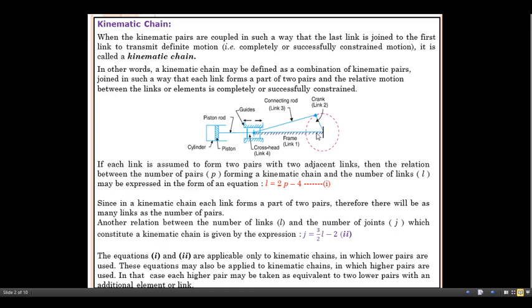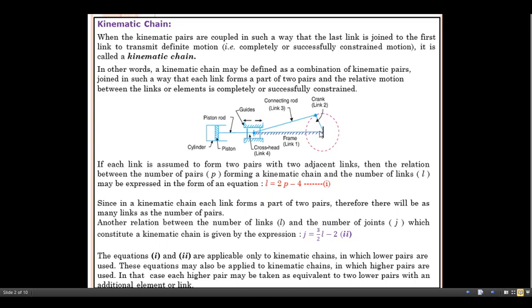So already I discussed the link. A link is each part of the machine which moves relative to some other part. What about the pair? A pair is the combination of two links. When two links are connected with each other, that is known as a kinematic pair. And what about the chain? A chain is a combination of kinematic pairs.